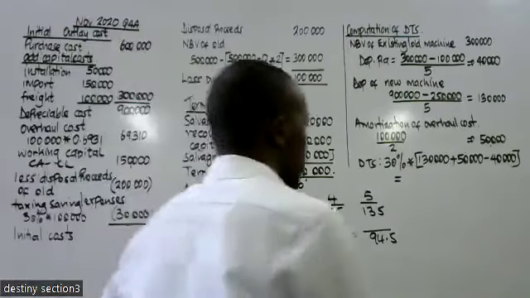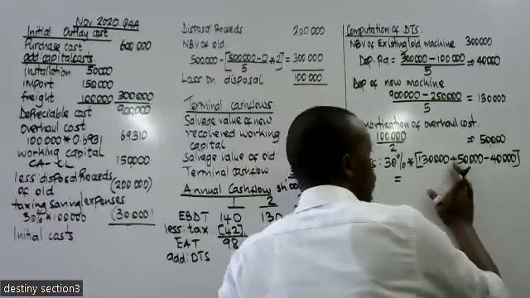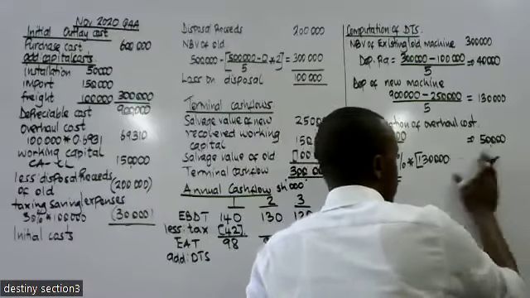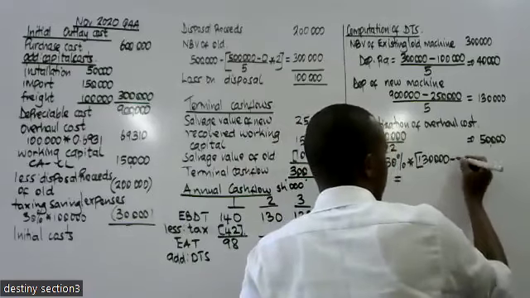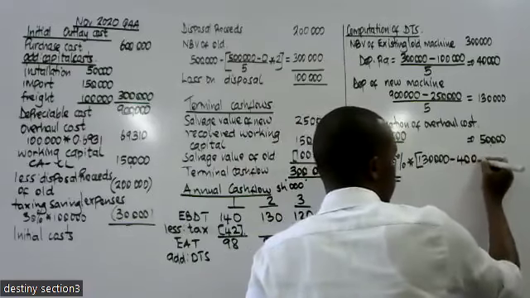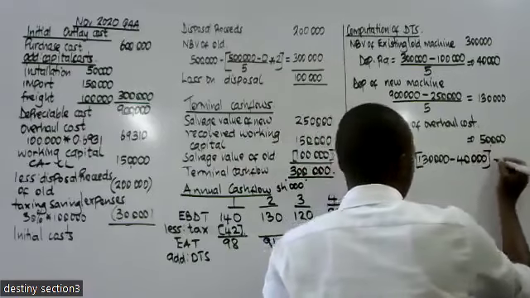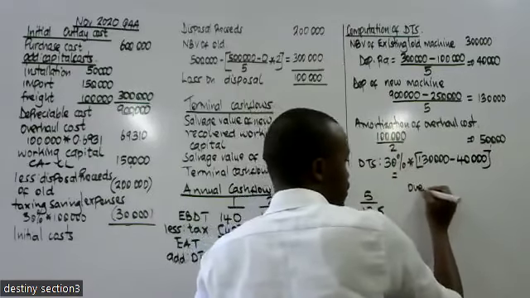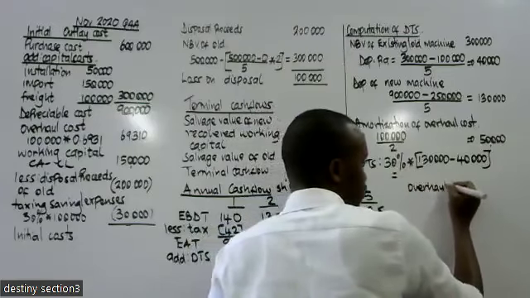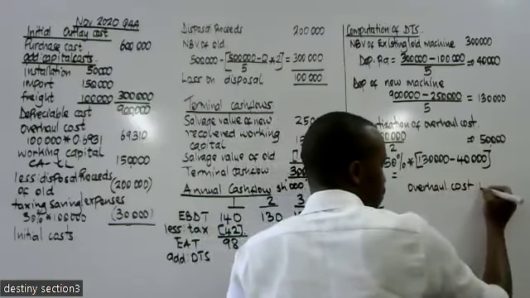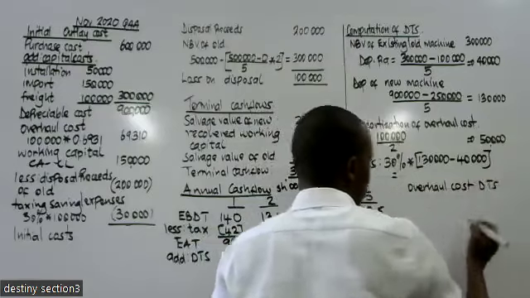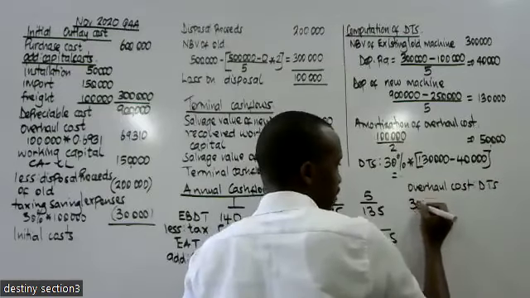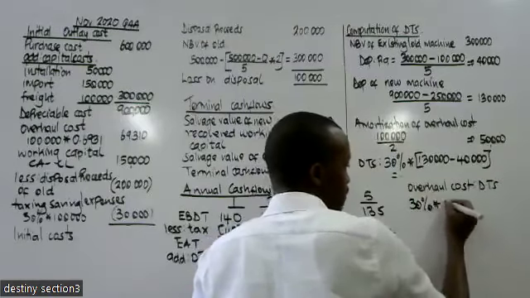Let's do that first. Minus 50,000. I'll show you. Then overall costs. DTS, 30% is 50,000.